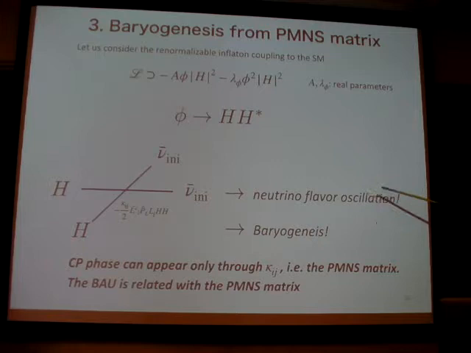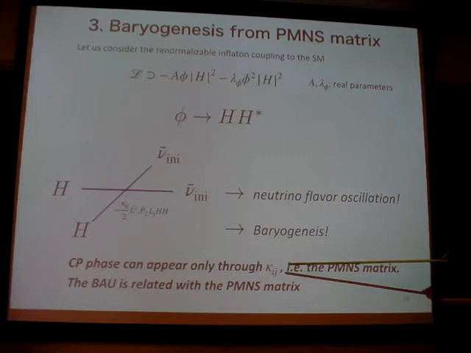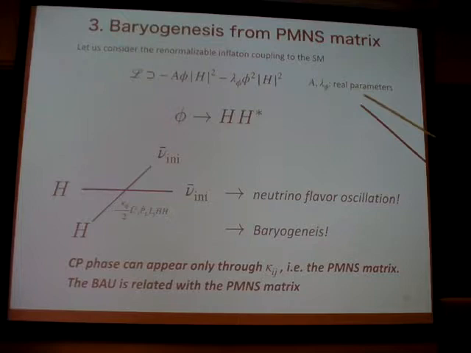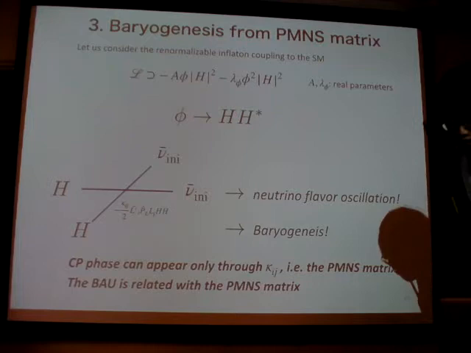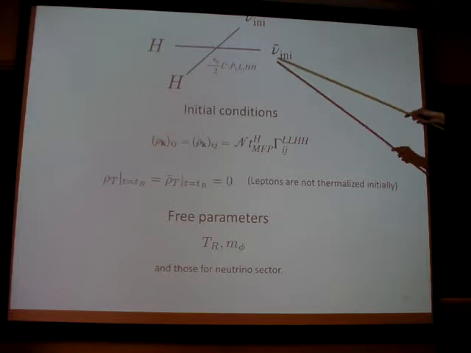But here I want to emphasize that in this scenario, the CP phase only appears through the LLHH interaction, namely from the PMNS matrix. This is because the additional parameters are both real, so they don't have a CP phase. Then the baryon asymmetry of the universe is related to the CP phase in the PMNS matrix. This is the initial condition corresponding to this process producing high energy neutrinos.